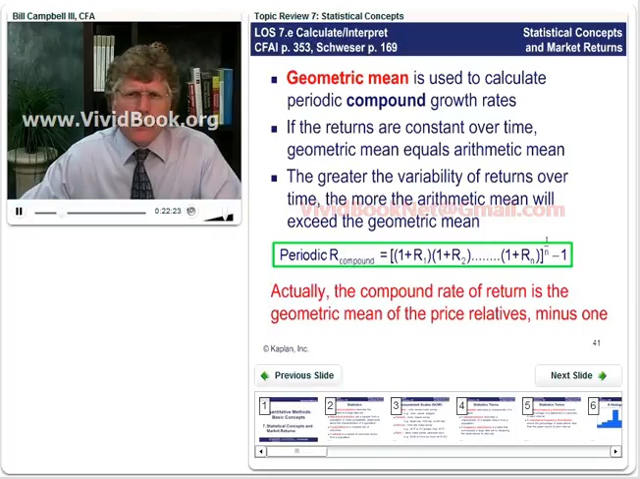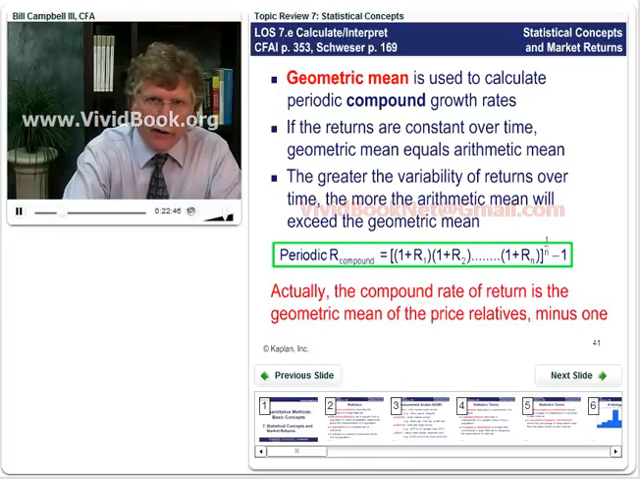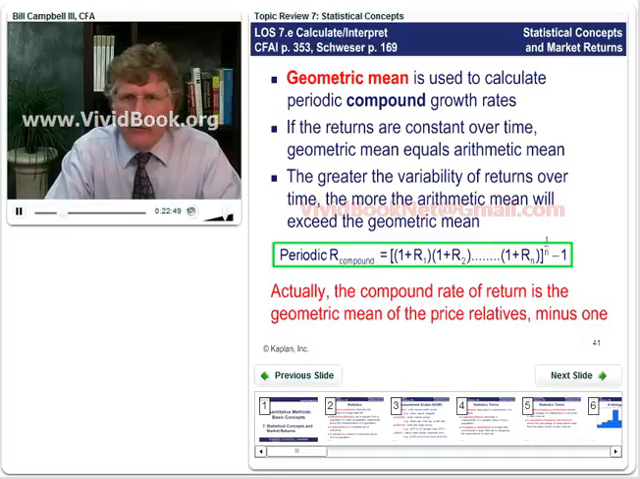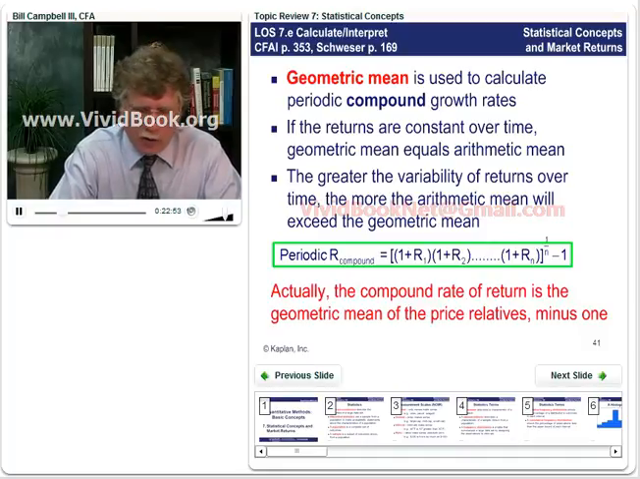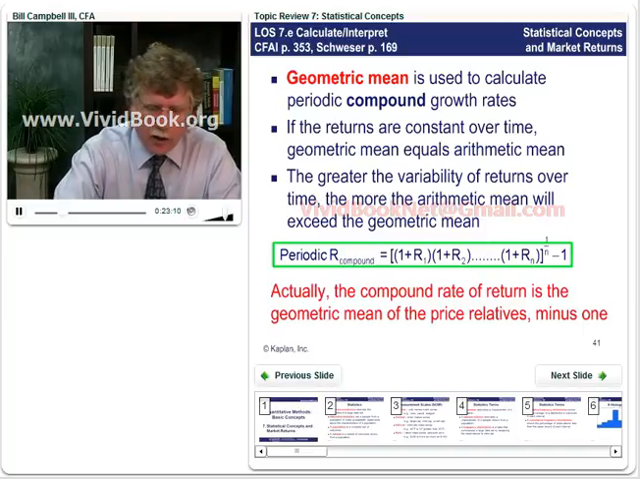Now below this, I would like you to write down what I think is a better way to remember this. I'll come down here and I'll get you some text here. And I want you to write down 1 plus R compound, the compound return, and I can't do a superscript here, so I'm going to use the little caret mark. 1 plus the R compound to the nth power equals 1 plus R1 times 1 plus R2 all the way up to 1 plus Rn.